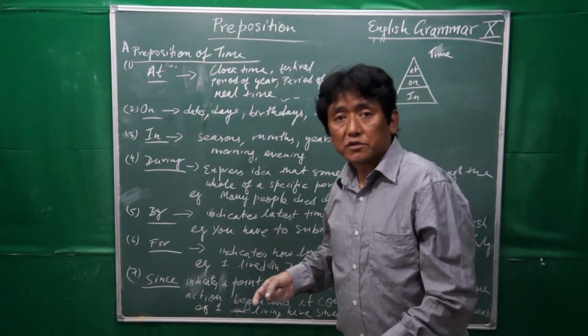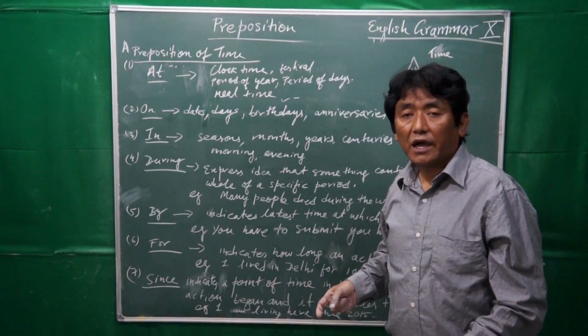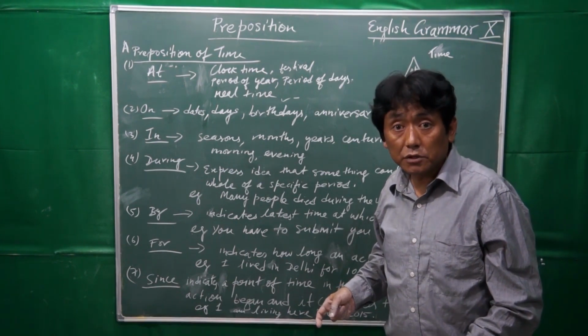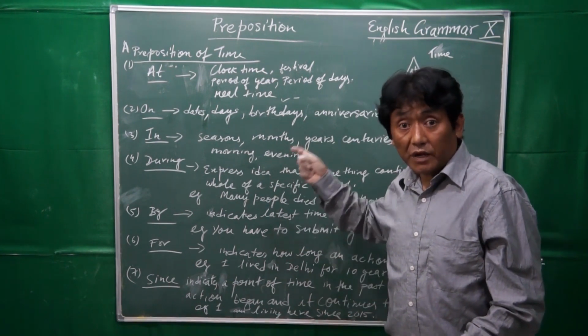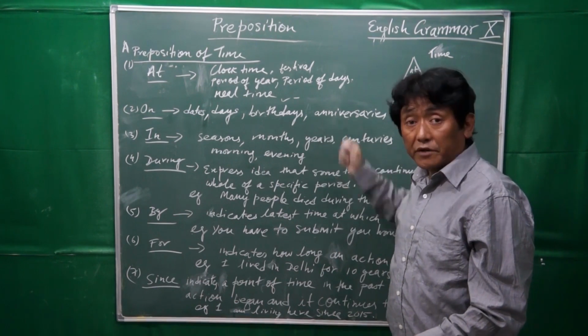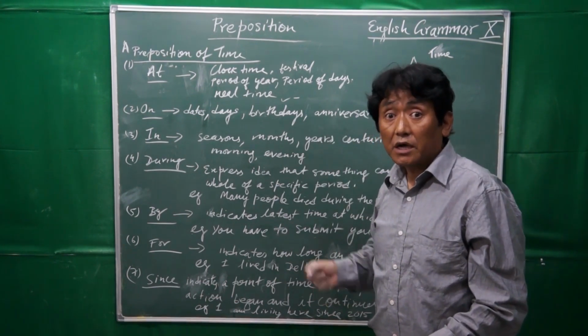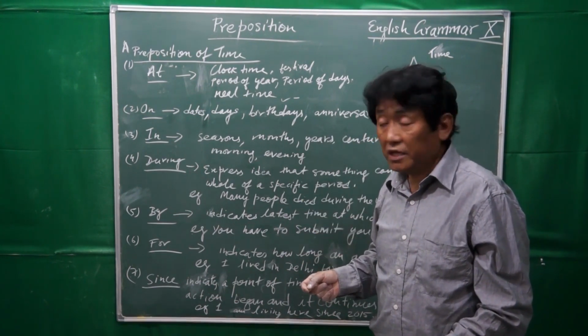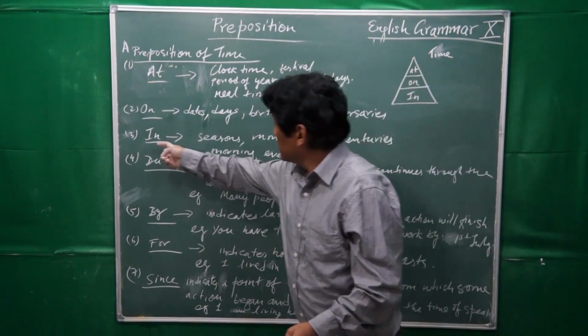I will go to the school on the 25th anniversary of my school. On the 25th anniversary. In front of anniversaries, we write on, not in, okay? Now we move on to the next, in.